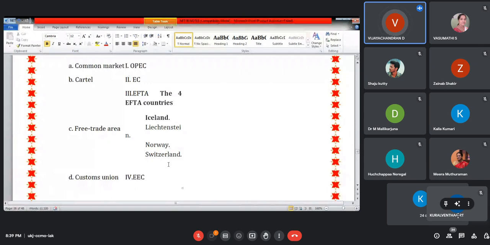I told what is common market, what is cartel, what is free trade area, FTA, and customs union. When there is trade by a non-member country, they will be charged a higher percentage of tariff. So that is customs union. The example: OPEC, EEC.